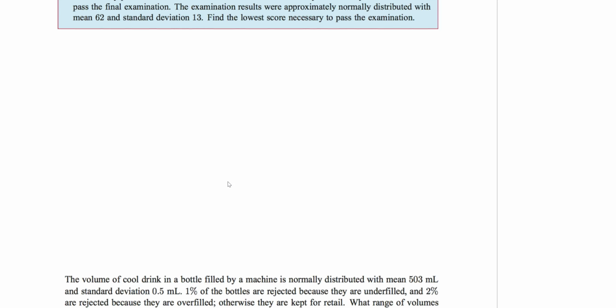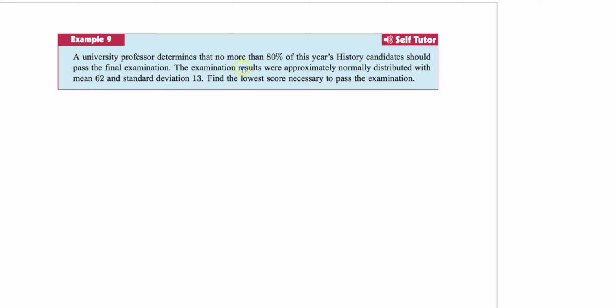Almost done. A university professor determines that no more than 80% of this year's history students should pass the final exam. That's harsh. I think 8% is a good percentage, though. The examination results were approximately normally distributed with a mean of 62 and a standard deviation of 13. Find the lowest score necessary to pass. Right? So we're going to use math to figure out how much we have to carry in history. That sounds like my type of student.